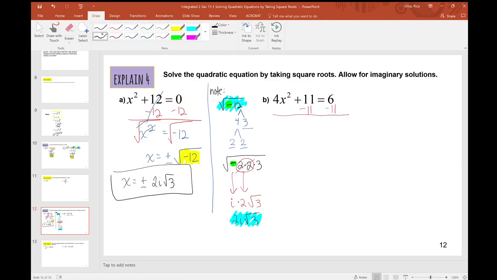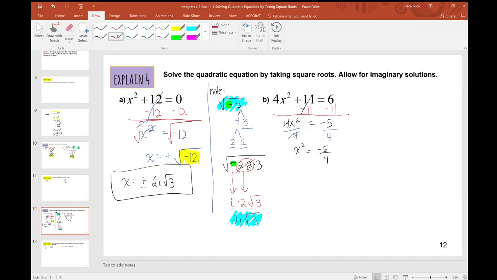Now I have 4x squared, 11 minus 11 is 0, is equal to 6 minus 11, which is negative 5. Next, I need to divide both sides by 4, which leaves us with x squared is equal to negative 5 over 4.